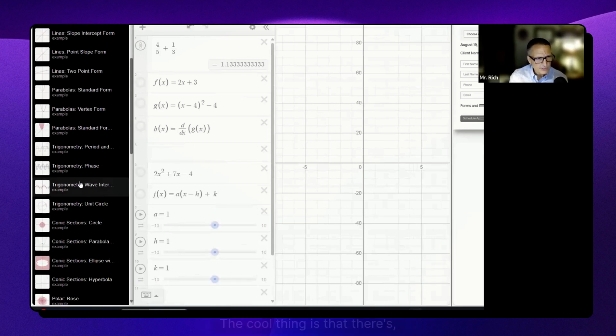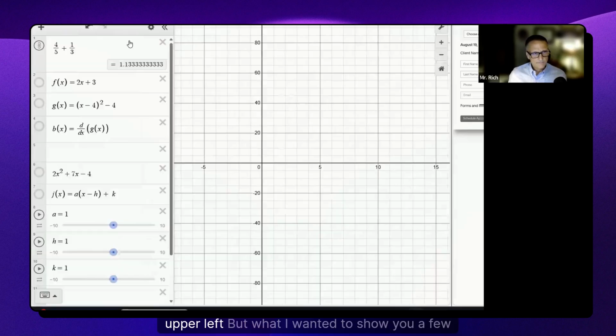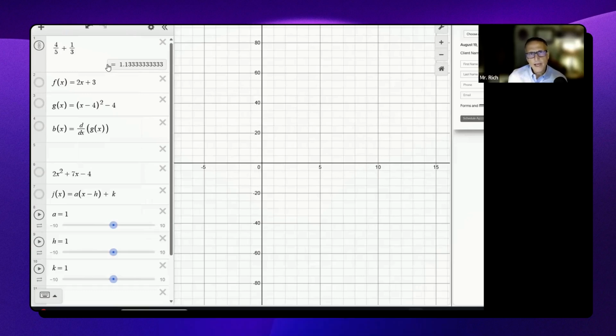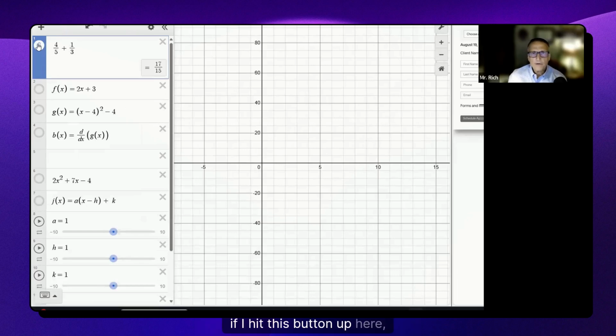The cool thing is that, if you didn't know, when you click on the upper left, what I wanted to show you is that you can use Desmos as just a straight up calculator, even if you wanted to add fractions. Look at this. I put in here 4/5 plus 1/3. And when I hit enter here, it gives me the answer of 1.13 repeating. Well, if I want to convert it to a fraction, if I hit this little fraction button up here, it shows me that it's 17/15. So you can just do some straight up mathematics on Desmos.